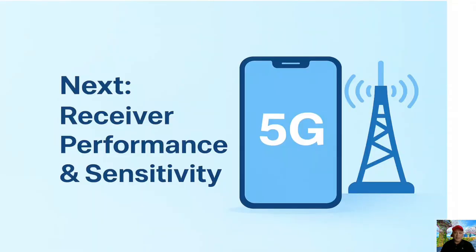Power class and transmitter characteristics form the foundation of reliable 5G uplink performance. They balance signal strength, linearity, and efficiency, the essential trio of RF design. In the next episode, we'll move to the receiver side, exploring sensitivity, blocking, and coexistence performance.